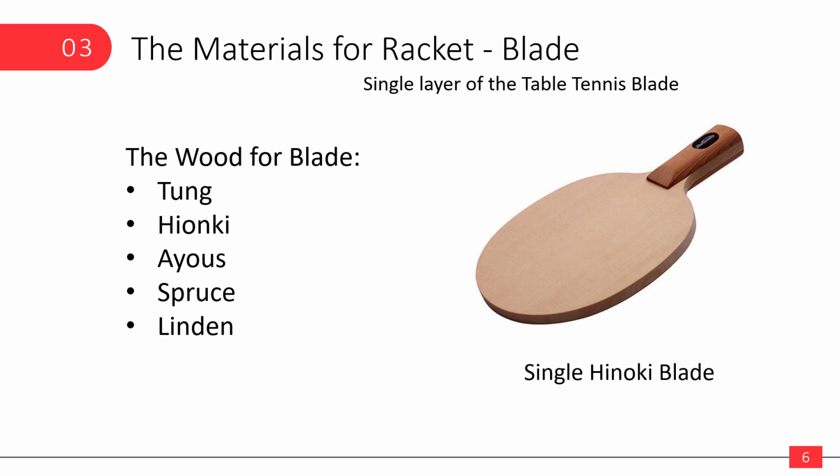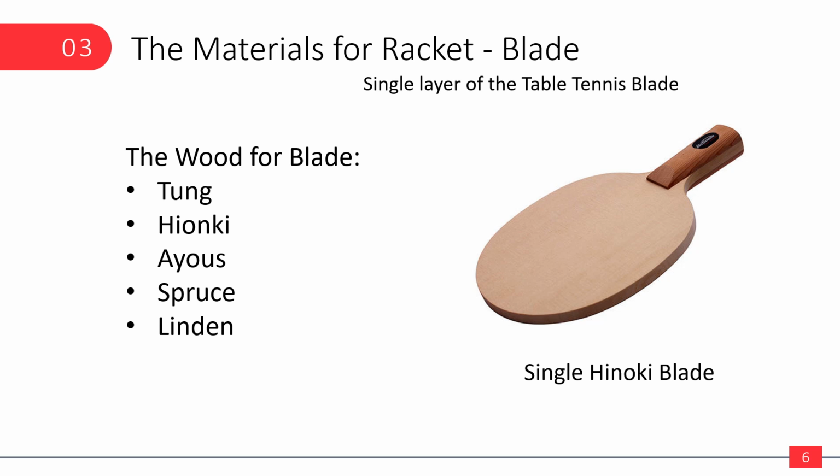Blade manufacturers, such as Butterfly and Stiga, usually use this kind of wood for panels and core blades. EOS is the most common core material. For example, Galaxy 992 is made of EOS and carbon fiber.